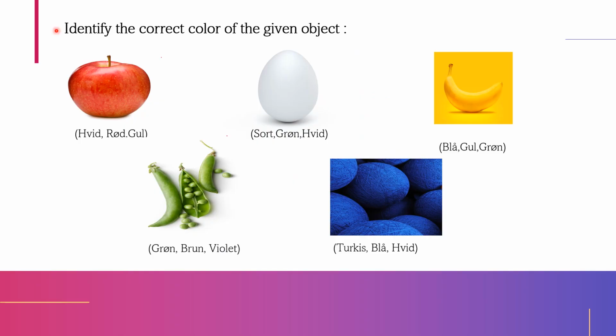Let us practice. Identify the correct color of the given object. Hvid, rød, gul. Sort, grøn, hvid. Blå, gul, grøn. Grøn, brun, violet, blå, hvid.